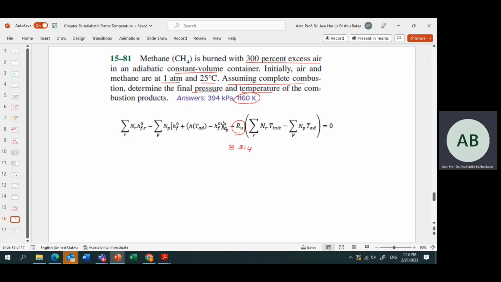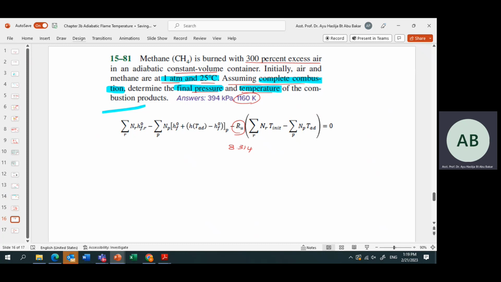Those with answers. Okay, this one has methane burned with 300% excess air in adiabatic constant volume. Okay, initial air and methane are at this condition. Now, assuming complete combustion, determine the final pressure and temperature of the combustion products.